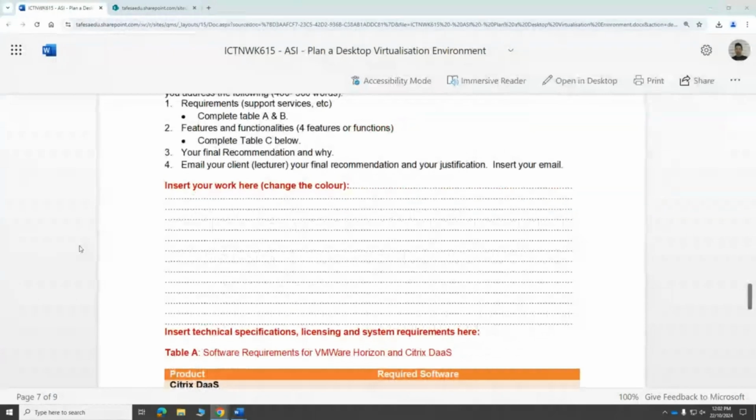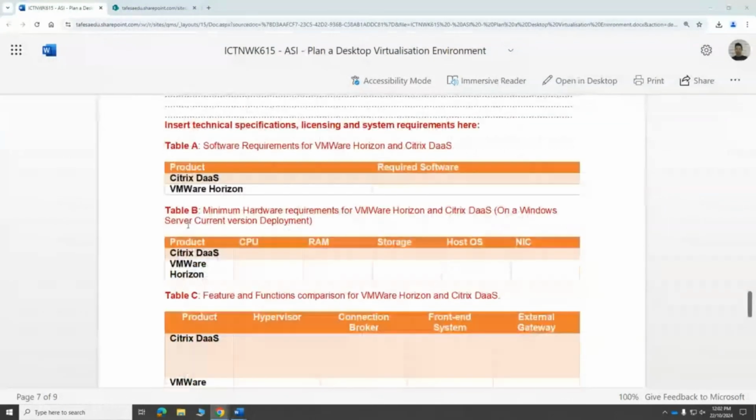Okay, so this is where software requirements go. What software do they need underpinning, right? So remember, for Horizon we need the Active Directory, we need the database, a SQL server, etc. So that's the kind of stuff here. Now the minimum hardware requirements. It's again, what CPU do we need, what RAM do we need, what storage do we need, etc. Okay, I think that's all in that document.